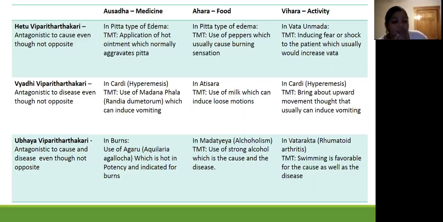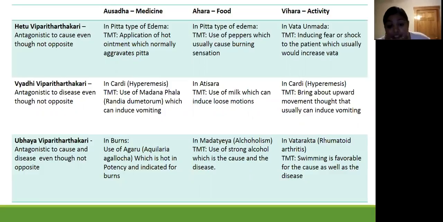Okay? Next is ubhaya. So there are, again, medicines that seem to be antagonistic or seem to be similar to the cause and the disease, but still help in pacifying the condition. Again, here, prabhava. In the condition of burns, you have burnt skin that is caused by fire, and they actually indicate the use of agaru, which is a herb that is very hot in potency. Even though it's hot in potency, it helps to pacify the cause for the burns, as well as the condition of the burns. Okay.